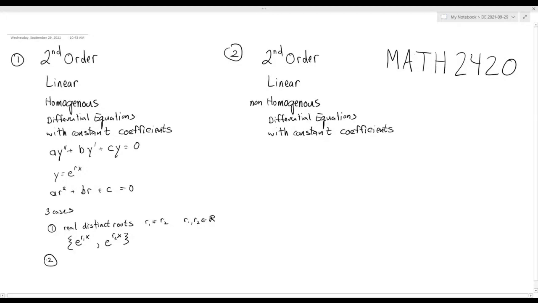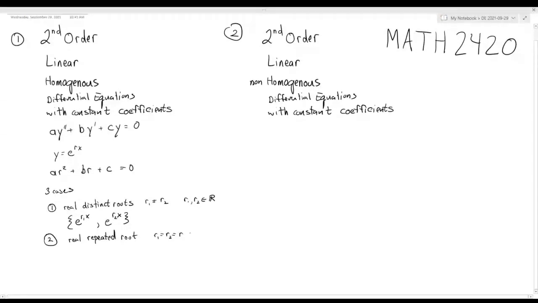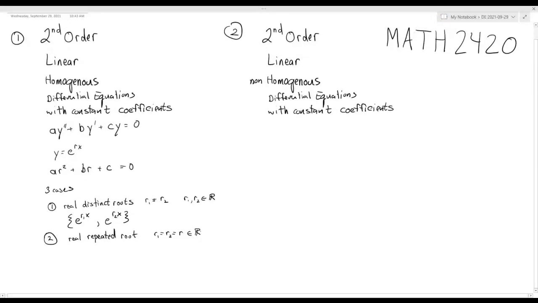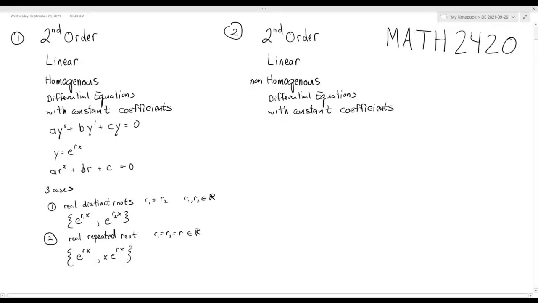Number 2, we have a real root, but that has multiplicity to it, so it's a repeated root. So r1 and r2 are just the same number r. That's a real number. So in this case, using reduction of order, we found that this is a fundamental solution set. So by multiplying e to the rx by x, we guarantee linear independence of the 2 functions, and we also saw that this satisfies the differential equation.